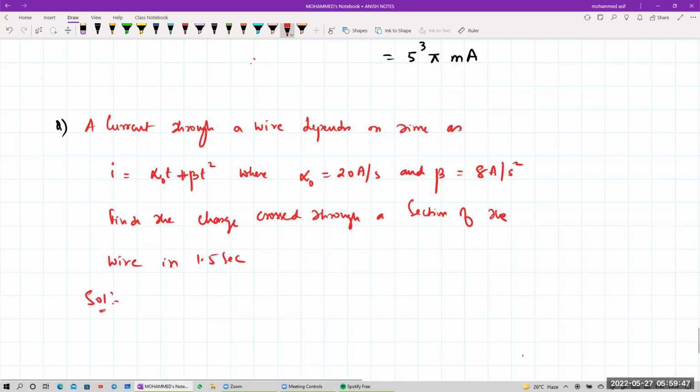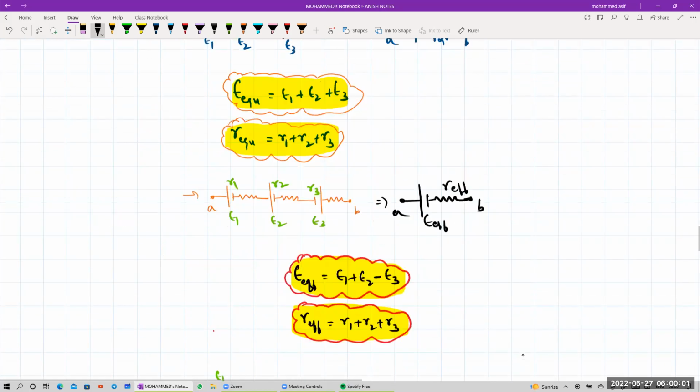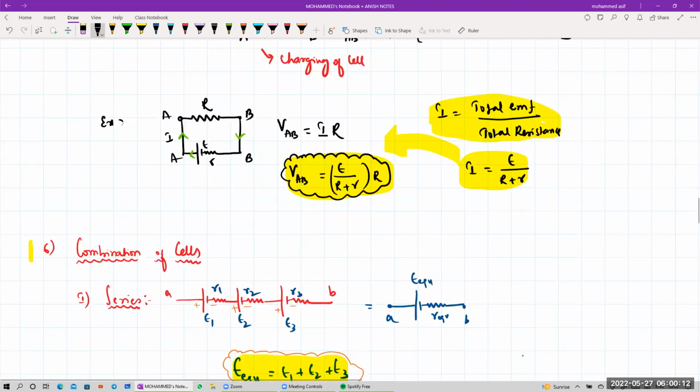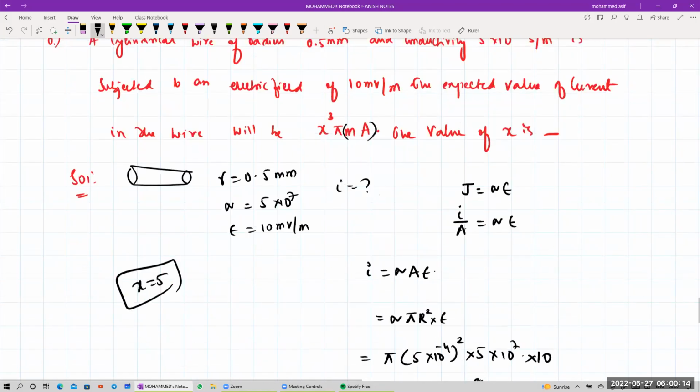See the data he has given me first. Current is given as a function of time. I told you how to do it. Charge, first formula, remember? When current is given as a function of time, how do we calculate charge? Q is equal to the integral of I dt, taking limits. Isn't it?